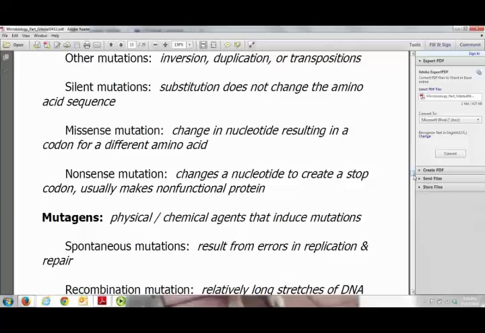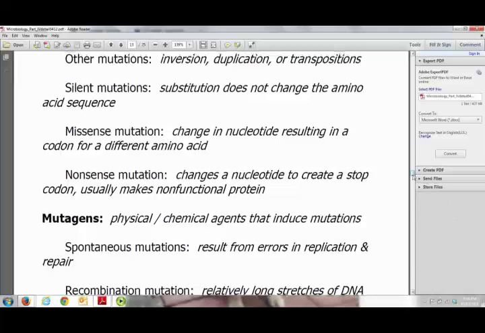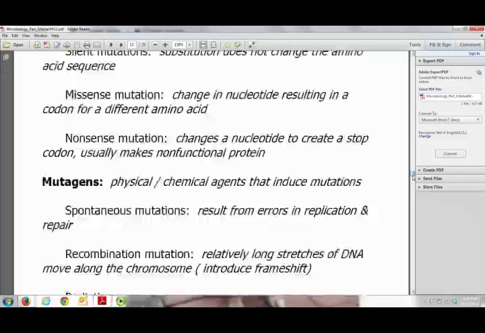This does have the possibility of making a better protein, but most of the time with a random mutation, it generally results in a non-functional protein. With a nonsense mutation, it's going to change the nucleotide to create a stop codon. This will usually make a non-functional protein because it's going to stop protein synthesis.